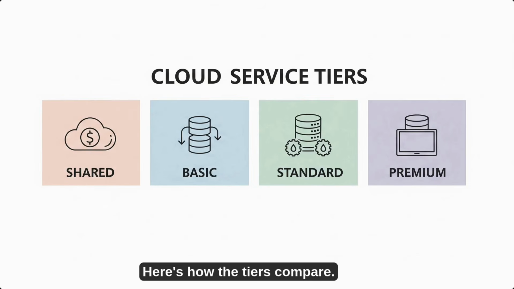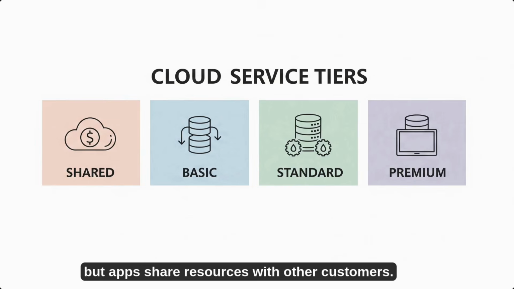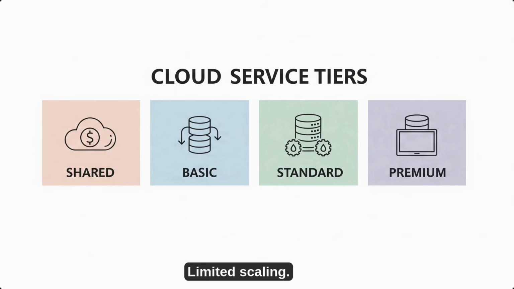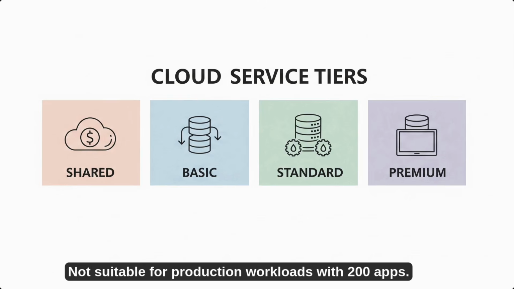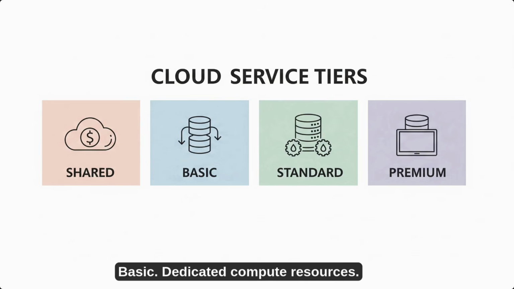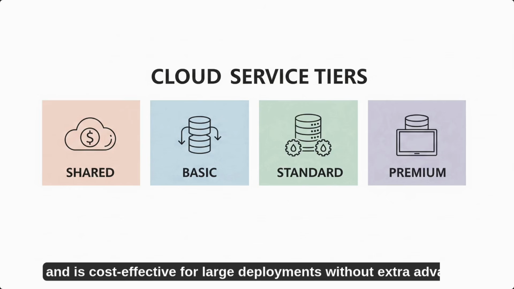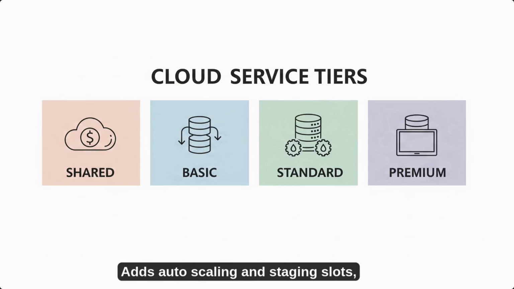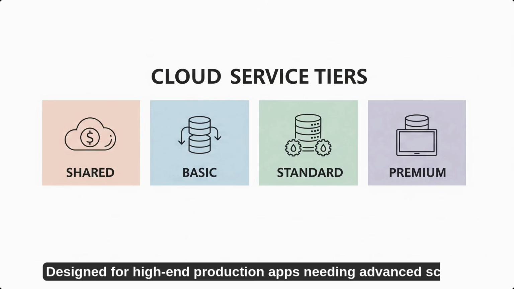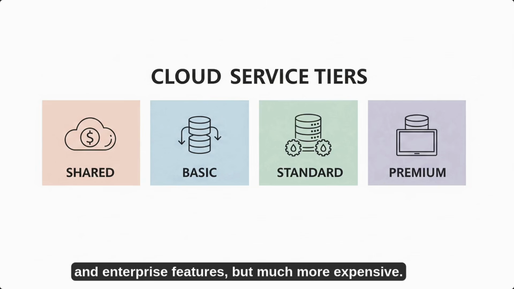Here's how the tiers compare. Shared, lowest cost, but apps share resources with other customers. Limited scaling, not suitable for production workloads with 200 apps. Basic, dedicated compute resources, better performance than shared, supports custom domains, SSL, and is cost-effective for large deployments without extra advanced features. Standard adds auto-scaling and staging slots, but costs more. Premium, designed for high-end production apps needing advanced scaling, high performance, and enterprise features, but much more expensive.